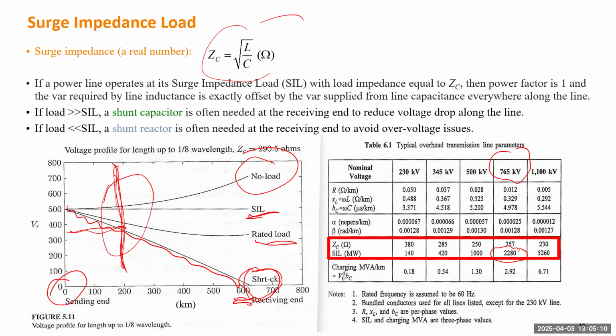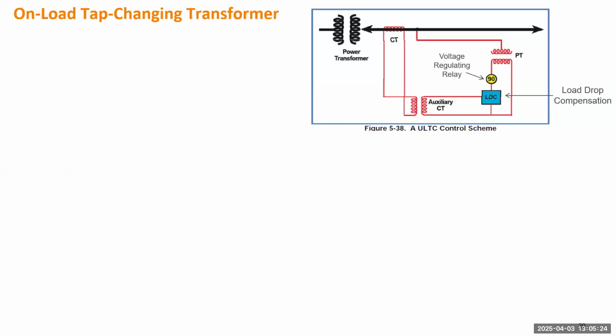You should not include the transformer because the transformer is a different thing. This is talking about how the voltage is distributed along the transmission line. If it's near the surge impedance load, that will be perfect. Okay, how about the transformer?